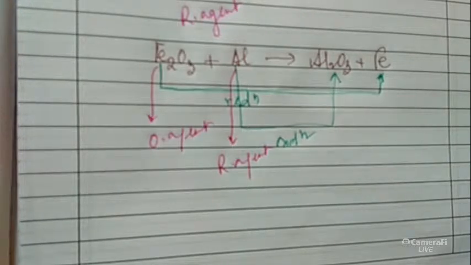See, ferric oxide is reducing to metallic iron. So as it is showing a reduction process, it is behaving as the oxidizing agent. And as aluminium is getting oxidized, it is behaving as a reducing agent. Okay, this is how the reaction takes place.